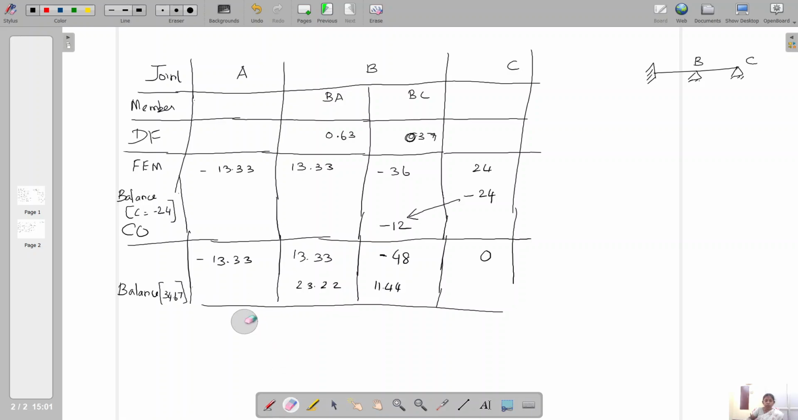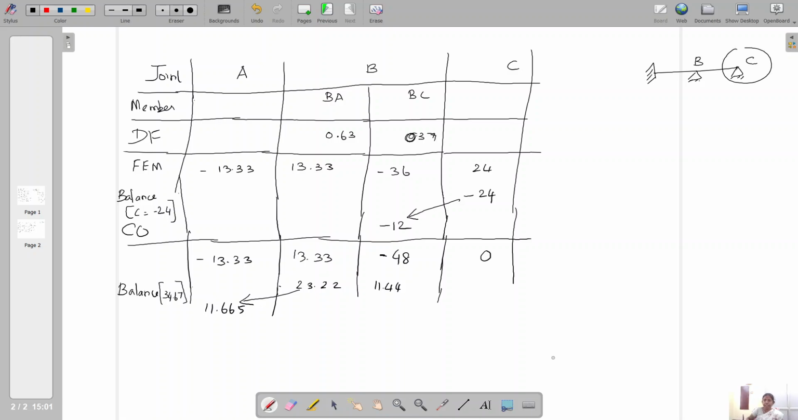balancing and carryover stage. Here I missed the carryover step. So once you multiply with the distribution factor, you should carry over to the nearest possible support, because A is the fixed support. So you can carry over here as 23.22 divided by 2 is 11.665. But here you should not carry over from B to C because C is a simply supported condition.